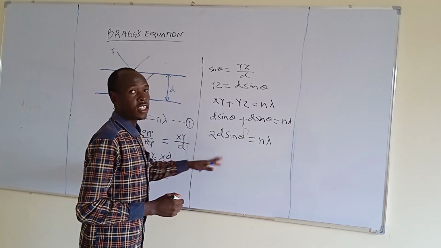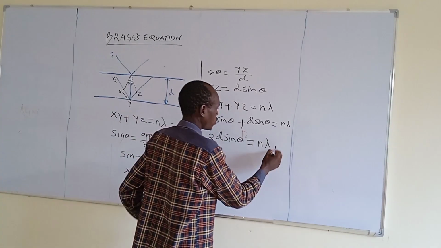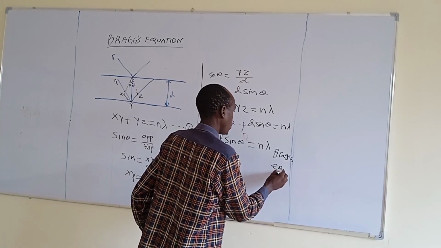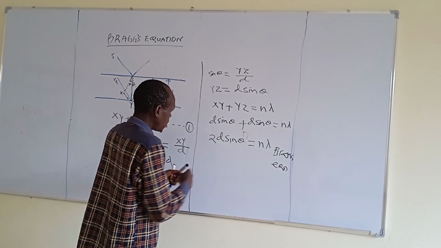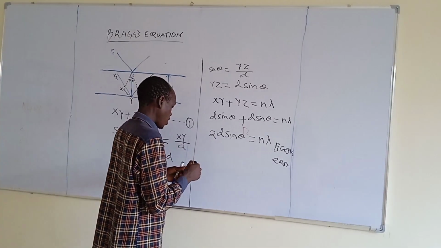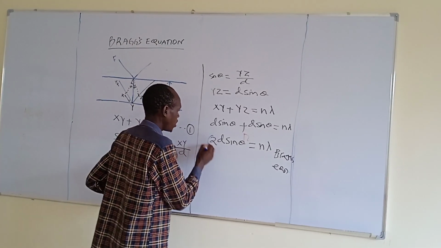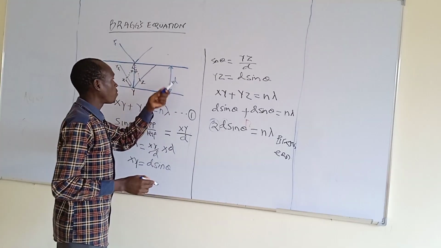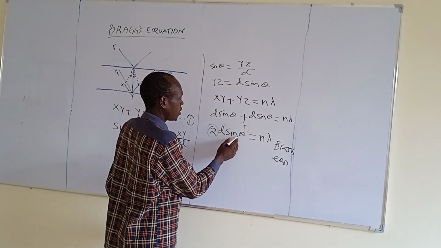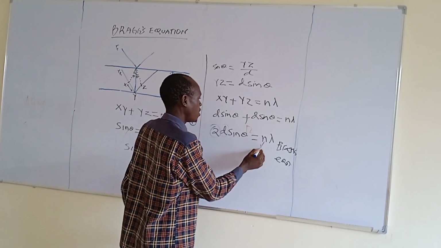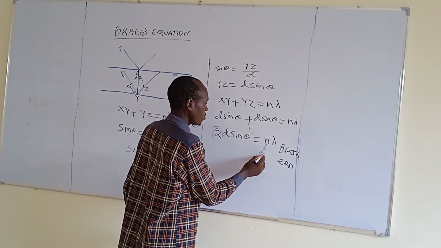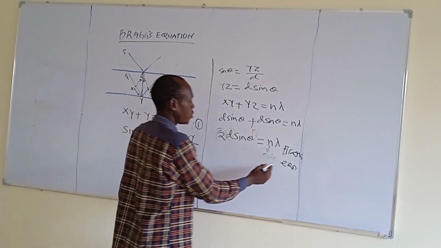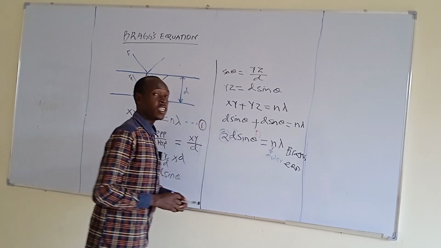So after arriving here, this is now the Bragg's equation. So this 2 here is a constant. Then D is the distance, or rather the thickness of the crystal. Then sine theta. Then n is the order, and then lambda is the wavelength of the X-ray.